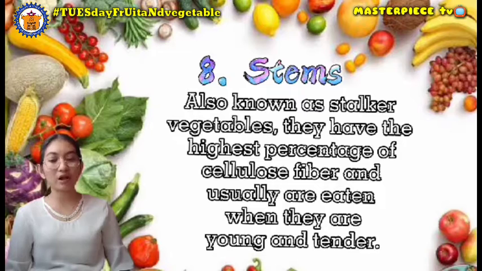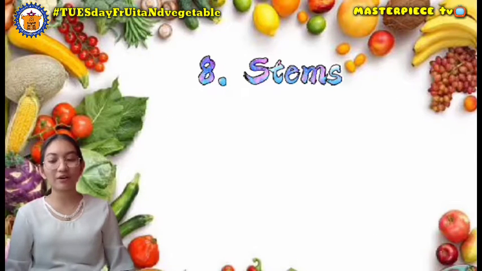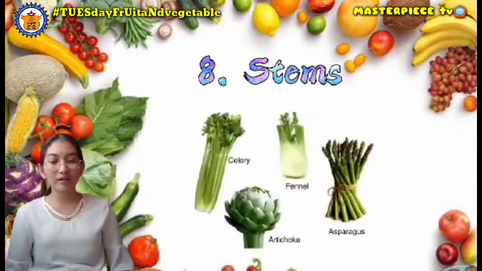Also known as stalk vegetables, they have the highest percentage of cellulose fiber and are usually eaten when they are young and tender. For example, celery and rhubarb.